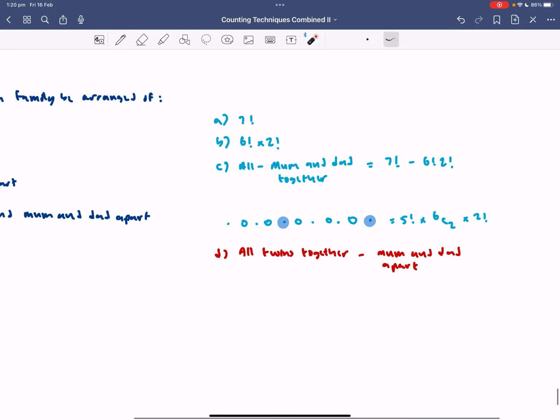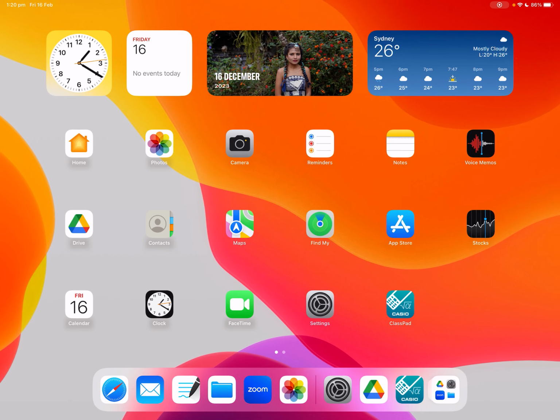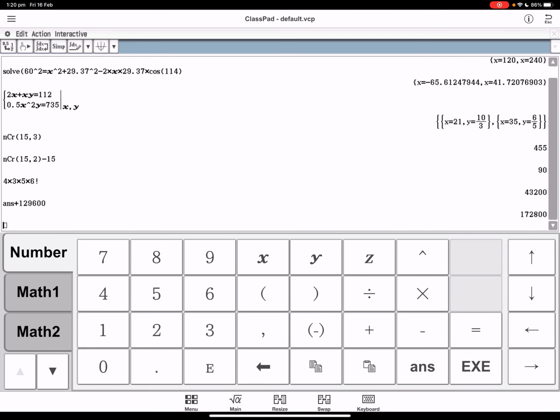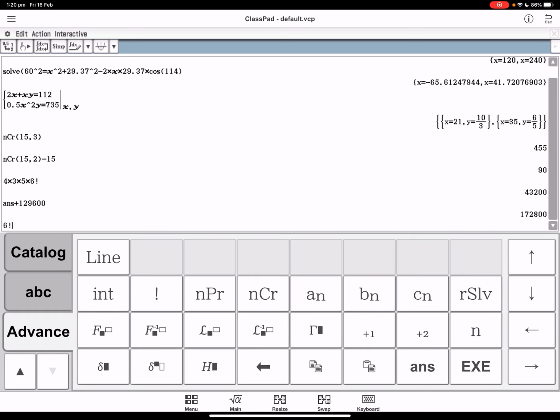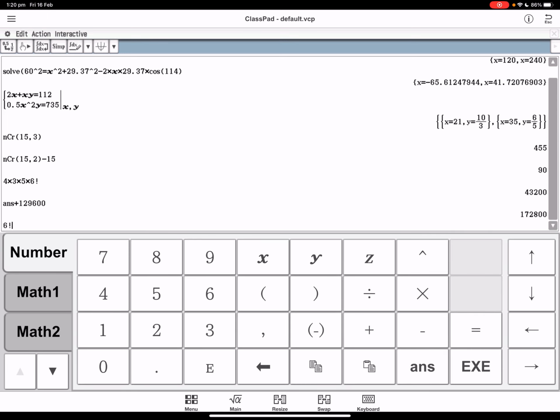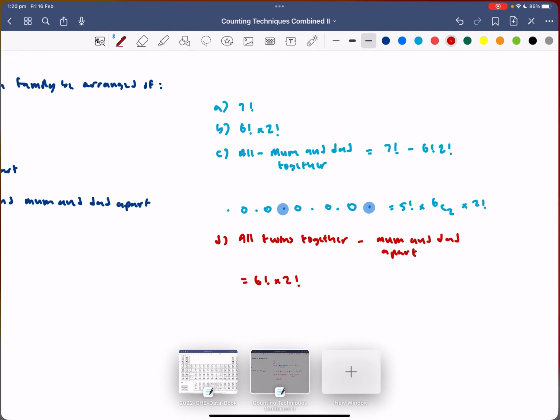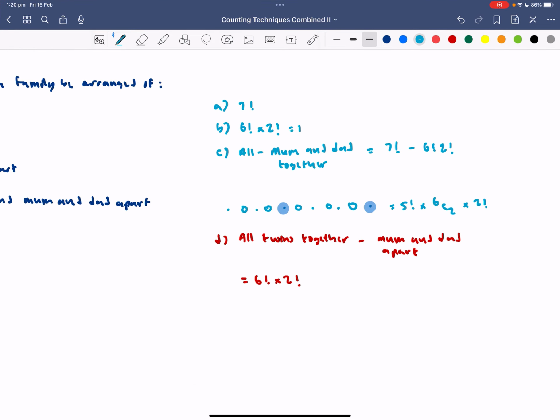So, how many ways are all the twins together? We already did that. All the twins together was 6 factorial times 2 factorial. I just want to know what 6 factorial times 2 factorial is. It's 6 factorial times by 2, and that's 1440.